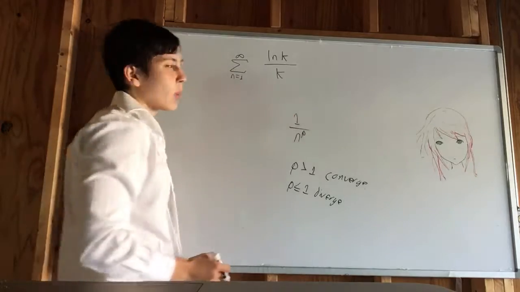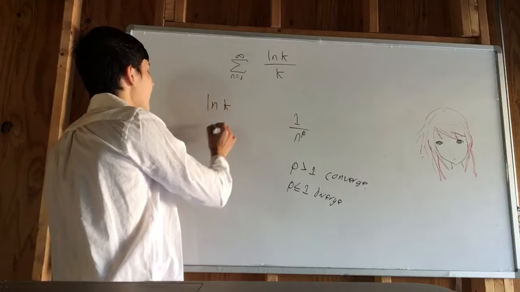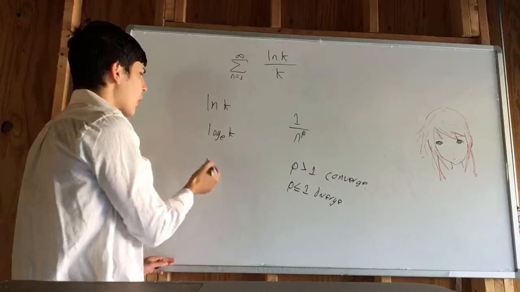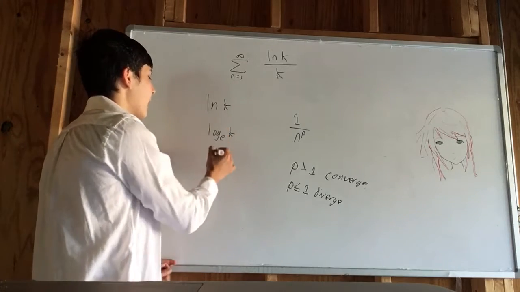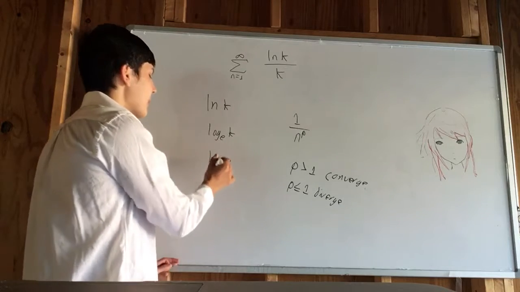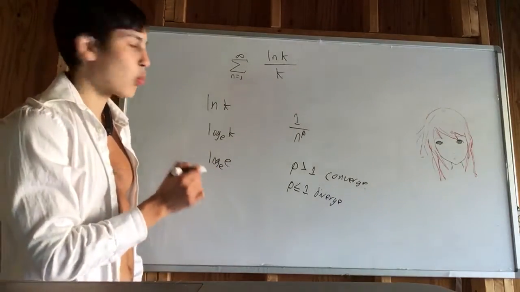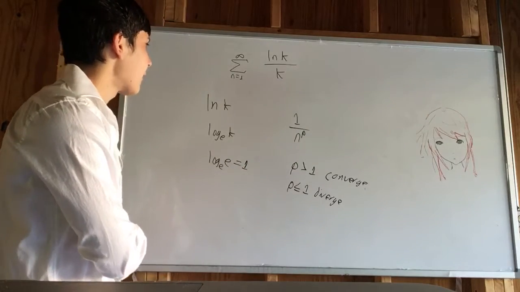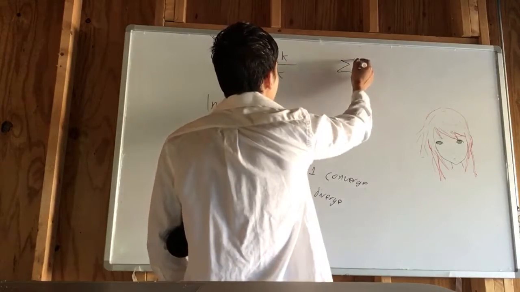So let's look at the numerator. We have a 1. How do we make this go to 1? Well, we have the natural log of k, which is the same thing as log base e of k. So what would we let k be in order to make this entire thing become 1? We would let k be e, because now we have log base e of e, and that is 1. This equals 1.